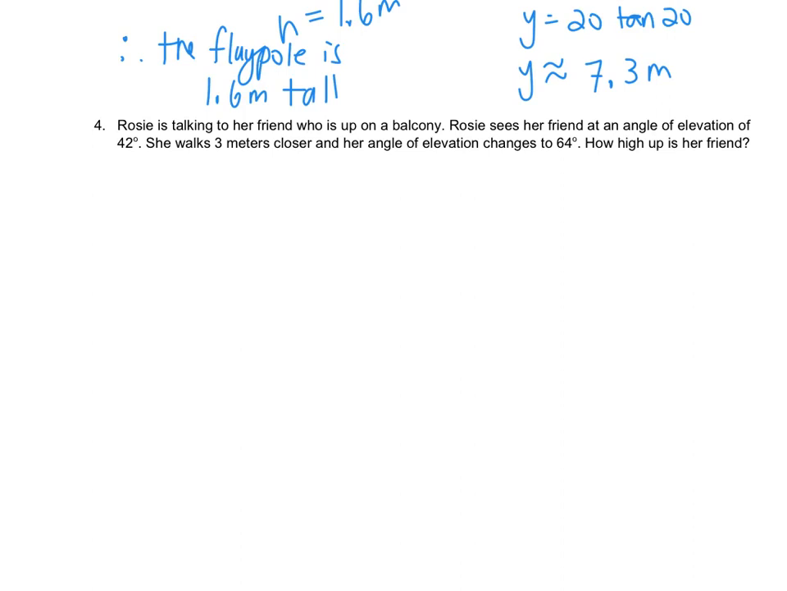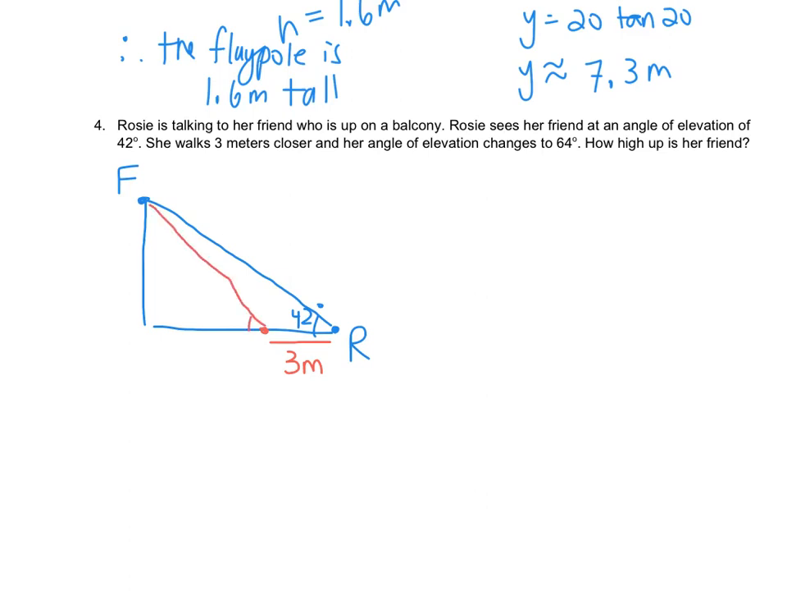So let's say her friend is up here. And Rosie's on the ground here. So R for Rosie, F for friend. From her current location, when she looks up at her friend, her angle of elevation is 42 degrees. But then she walks 3 meters closer, and now when she looks up, her angle of elevation is 64 degrees. And our goal is to see how high up her friend is. So I will label that as H because that is our ultimate goal.